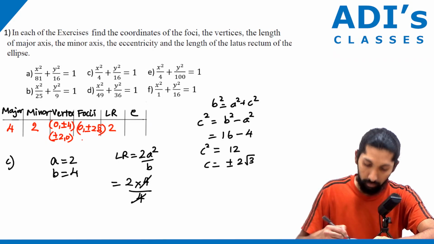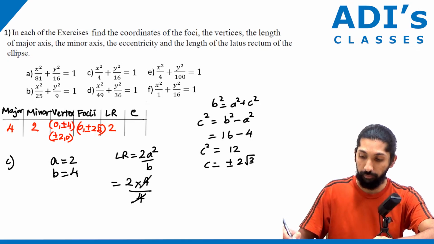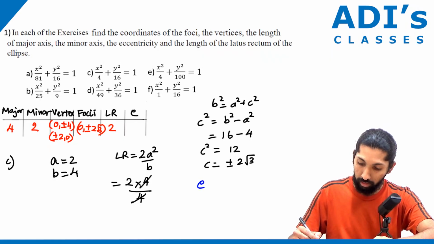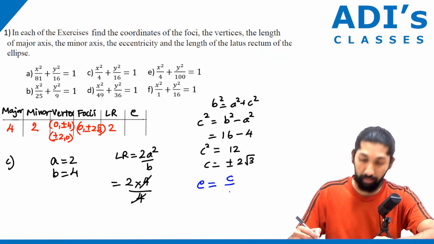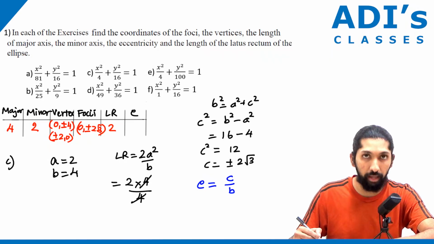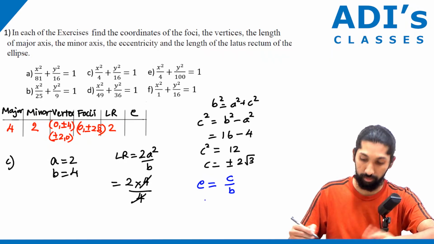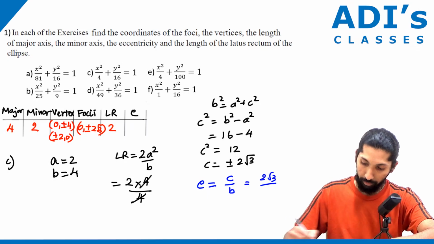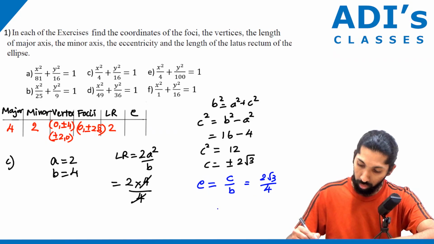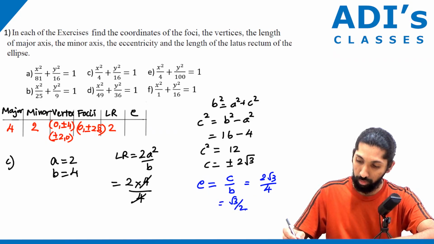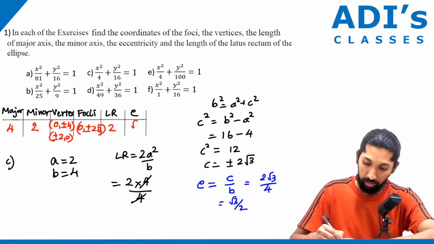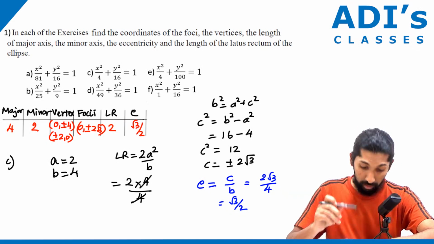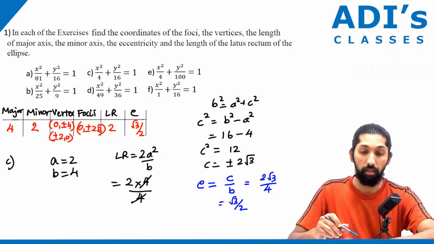This is the foci. Now finally the value of E, the eccentricity. So E is equal to C divided by B. Wherever you have A, just put B. That's all, no difference. This is going to be 2 root 3 divided by 4, or root 3 by 2. The value of E is root 3 by 2. Fair enough? These are the answers for C. Clear? Now let's do the next one.